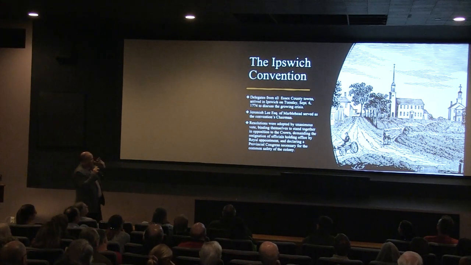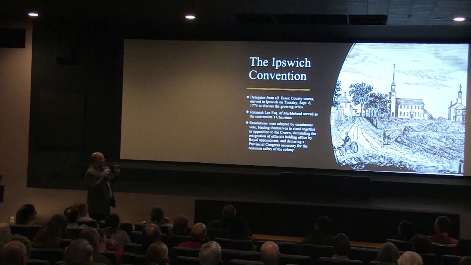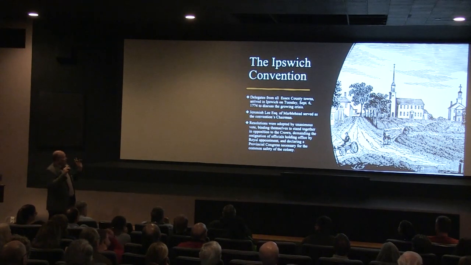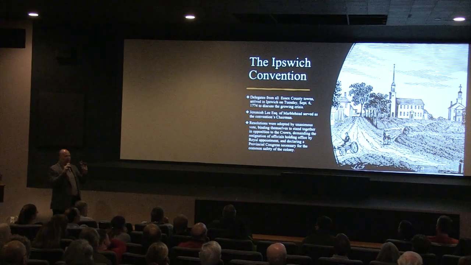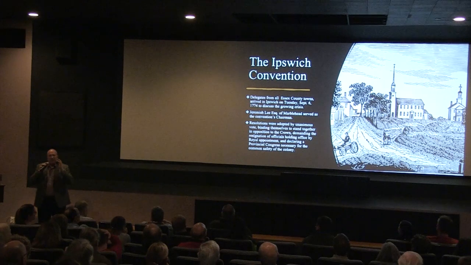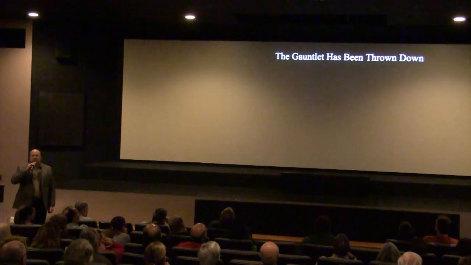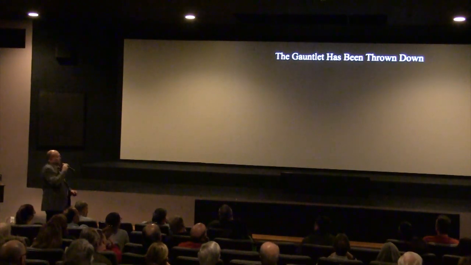First of all, they agreed that all the communities in Essex County would stand unanimous in opposition against the Intolerable Acts. Secondly, they demanded the resignation of any officials holding office by royal appointment. And finally, they said, you know something? We need to dissolve the Massachusetts legislature, and we need to form a provincial congress to ensure that the colony is protected. So with that, what is the mindset of Essex County in September of 1774?